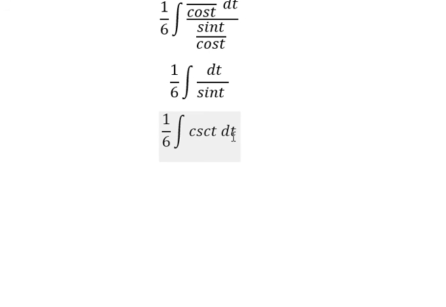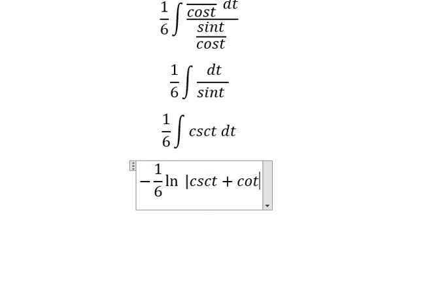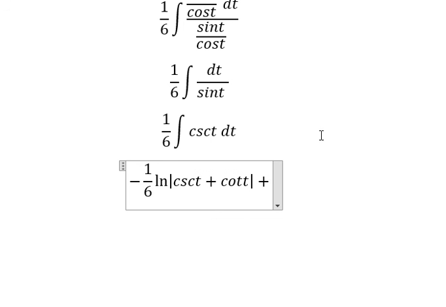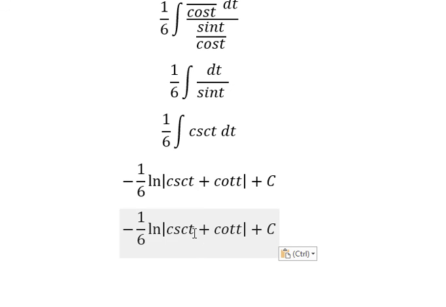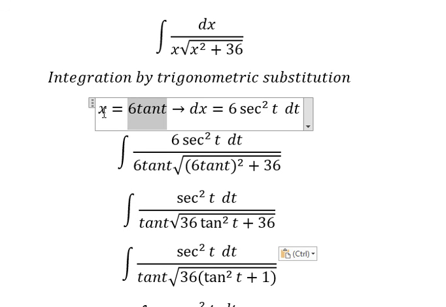The integration of this one, you get negative 1 over 6 ln of the absolute value of cosecant of t plus cotan t, and we put plus c. About t, that is about this one.